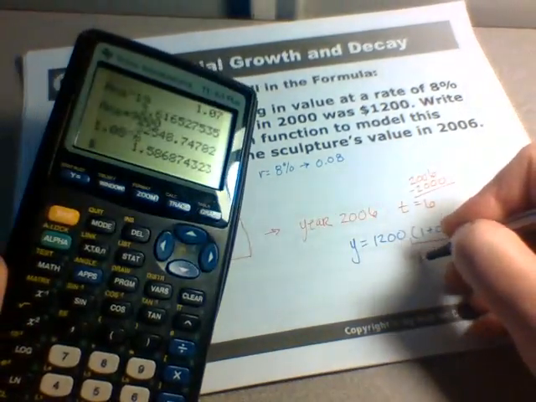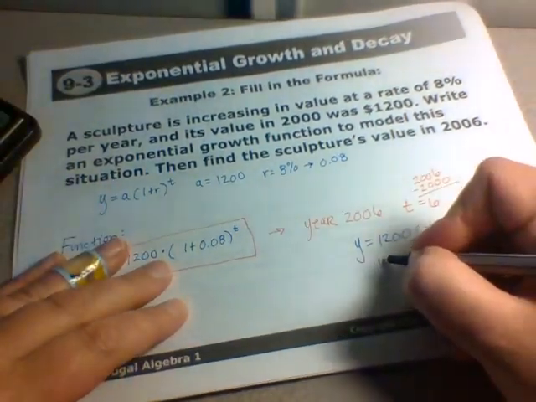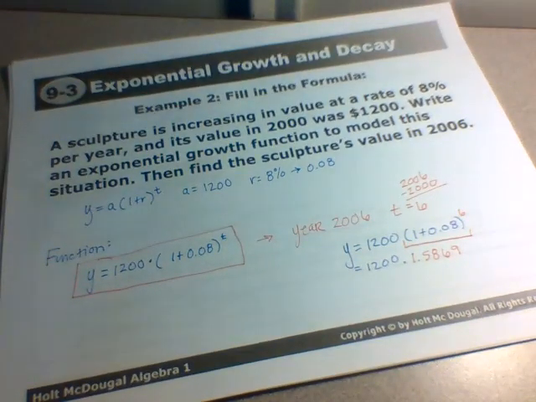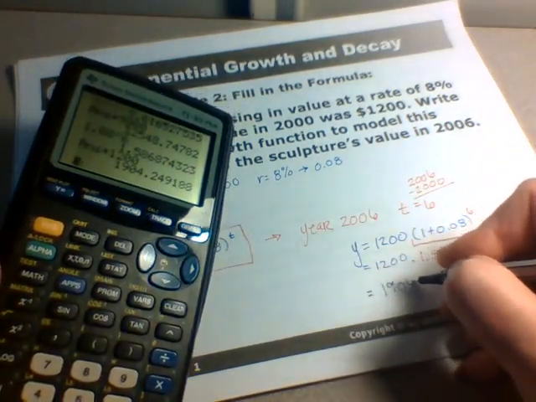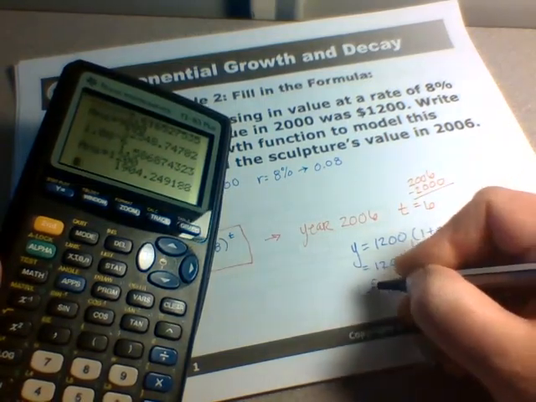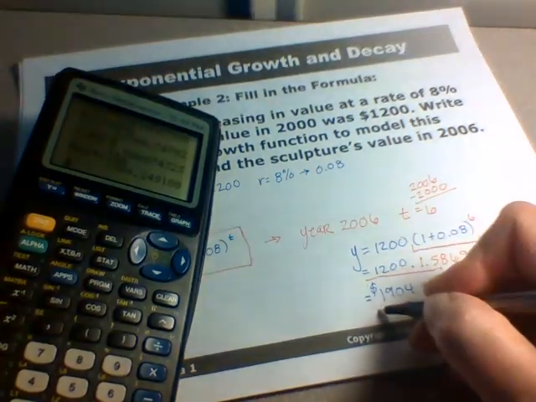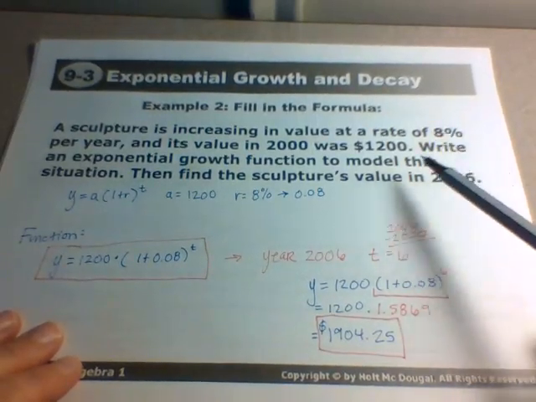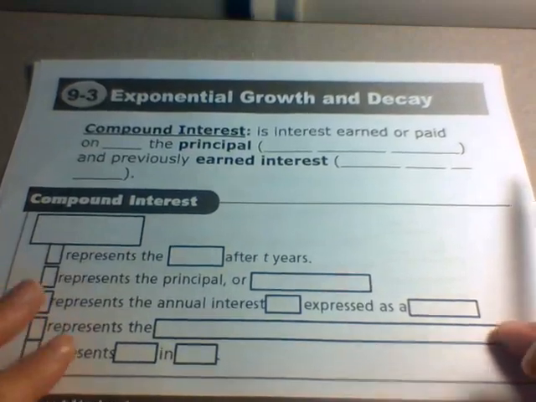And so we'll have 1.5869, and that's going to be multiplied by 1,200. And so the value of that sculpture is $1,904.25. So after 6 years, it gained about $704.25.